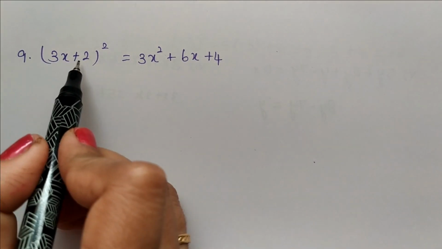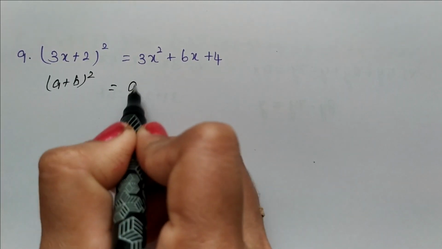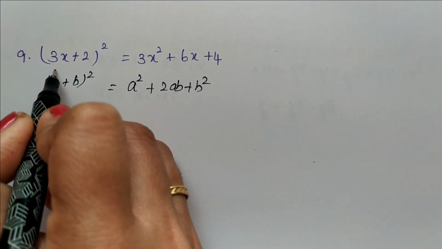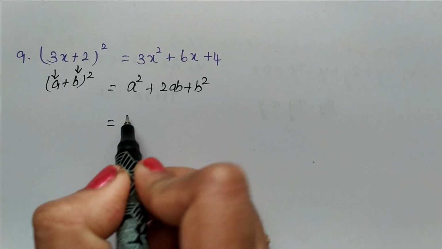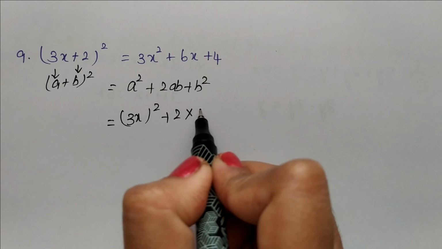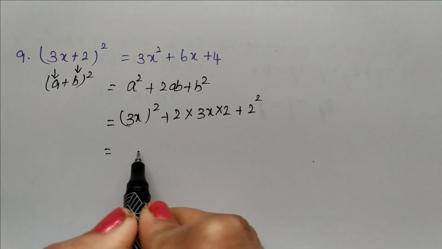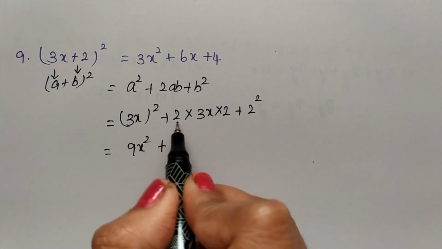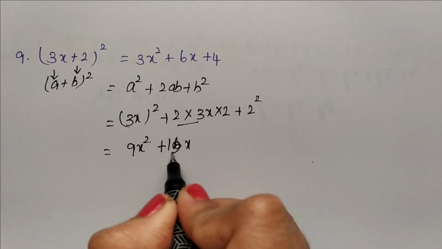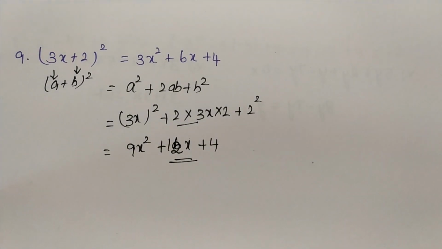So here we have 3x plus 2 the whole square. So we can use a plus b the whole square identity, a square plus 2ab plus b square. So here a is 3x and b is 2. So 3x square plus 2 into a is 3x and b is 2 plus b square is 2 square. 9x square plus 2 3s are 6x. 6 into 2 is 12. 12x plus 4. The answer is 9x square plus 12x plus 4.